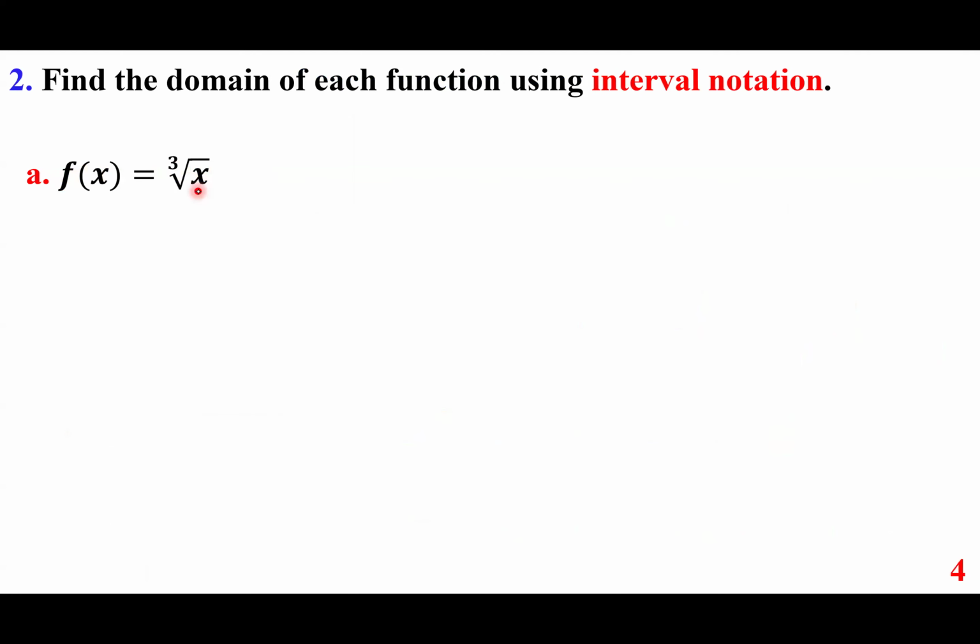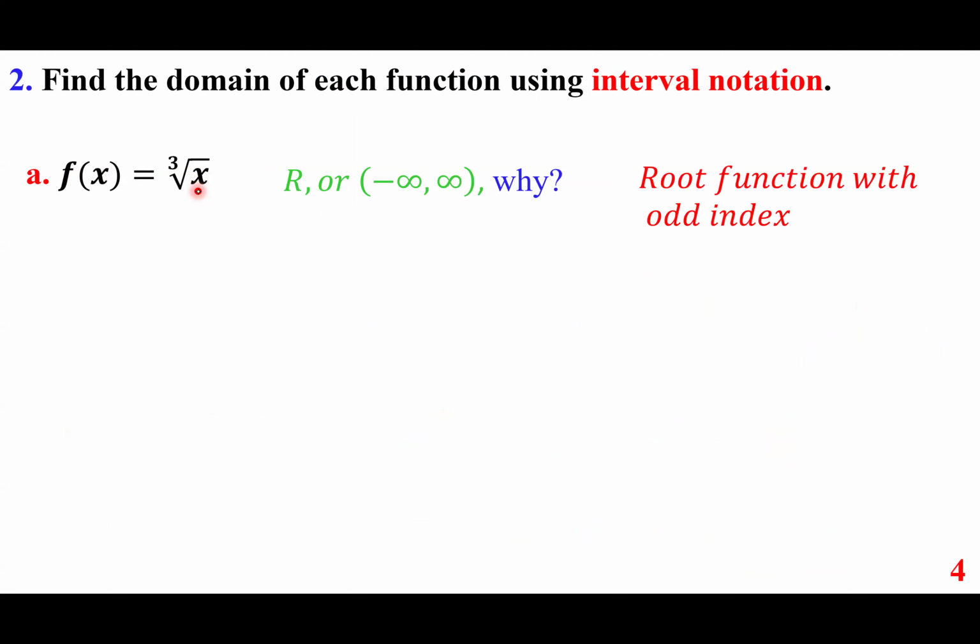Cube root of x. What happens when the index is odd? The domain is all real numbers. Why is that? Root function with odd index. So just to give you an idea, cube root of 8 is 2. Cube root of -8 is -2. So there are no restrictions.